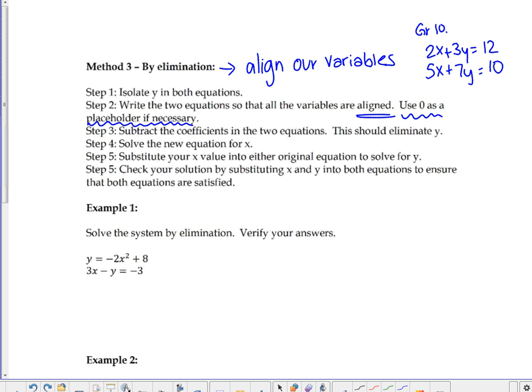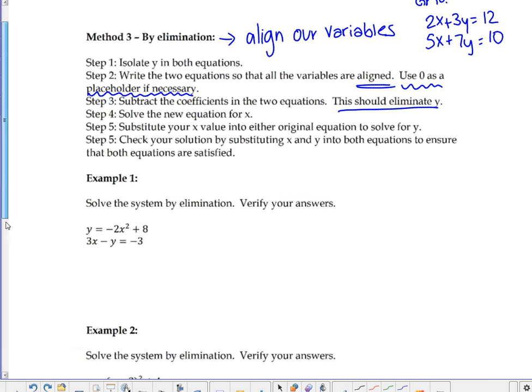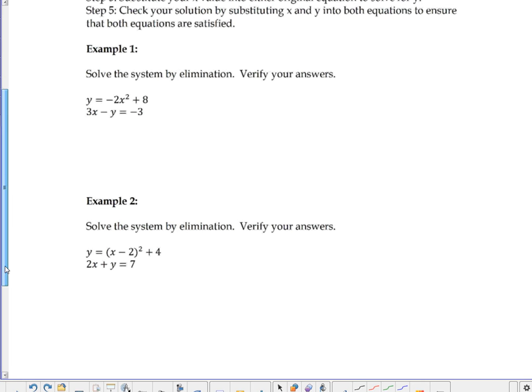Okay, subtract the coefficients in the two equations. We want to eliminate the y. That's our goal. Then solve the new equation for x. So we're going to have to probably factor and all that good stuff. And then we use our substitution stuff from there on. Sometimes the steps can be helpful written out, but let's just do it. It's the easiest way to do it.